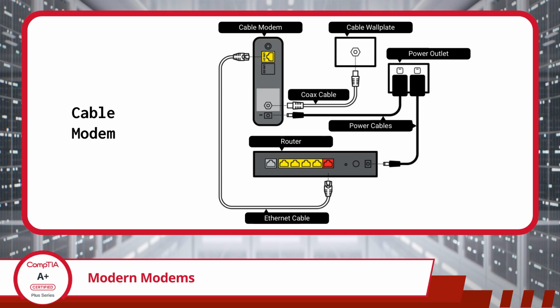As for making a connection, a cable modem connects to your home through the same coaxial cable that brings in cable TV. It plugs into a cable outlet on one end and to a computer or router on the other end, usually via an Ethernet cable.